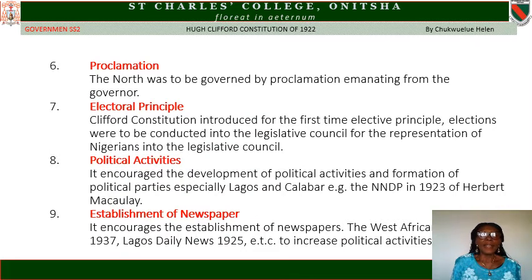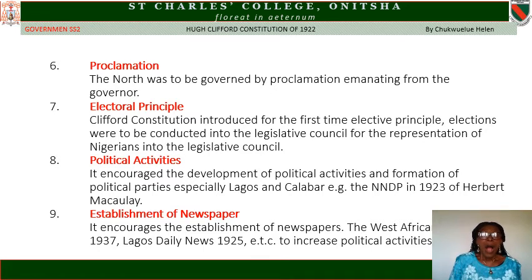Number 6 is proclamation. The Northern Protectorate was to be governed by proclamation from the governor, meaning that the governor had to take instructions from the colonial office in London as well as from Lagos. Number 7 is the elective principle. The Constitution introduced for the first time the elective principle, where Nigerians were to elect representatives into the Legislative Council.